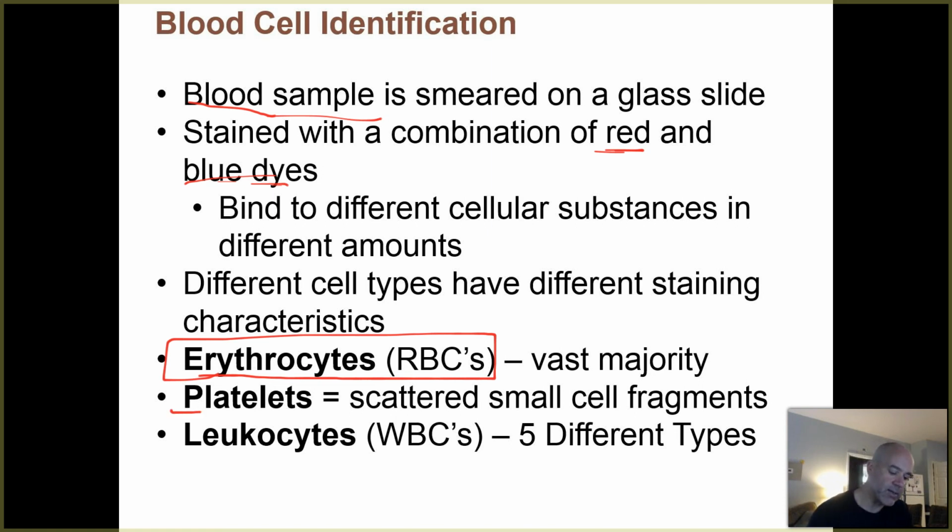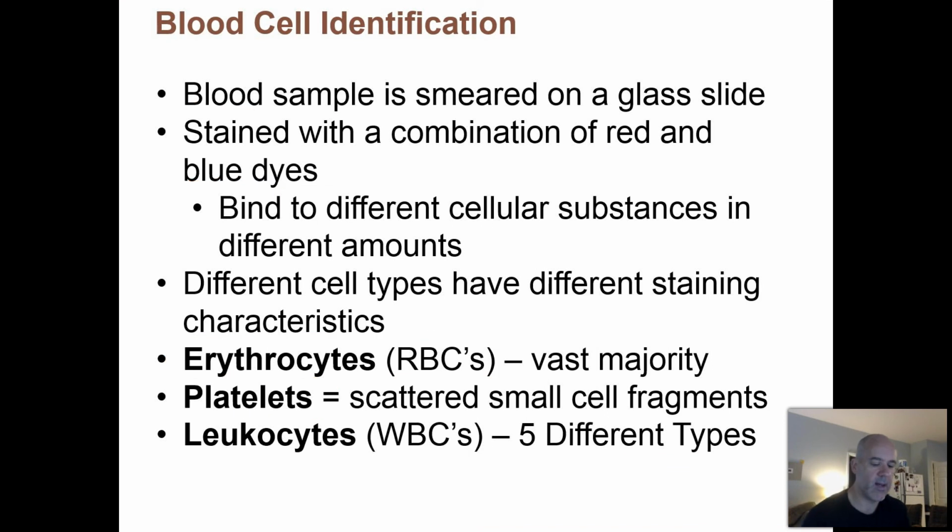Then your platelets, as we've learned about over on the physiology side, those are little cell fragments. So they're much smaller than everything else, and they're going to be scattered around. All right, and then the more challenging aspect of identification is with the leukocytes, or your white blood cells, because you have five different types. But there are certain characteristics of those five types that you can use to help you identify them. And it's not too hard once you get the hang of it.